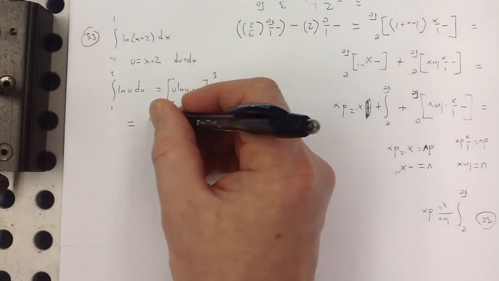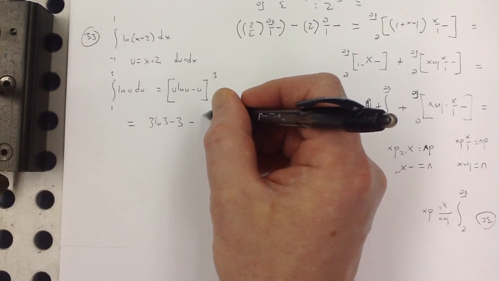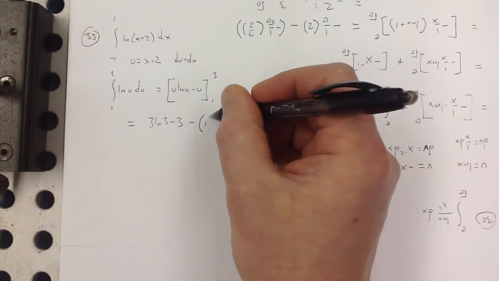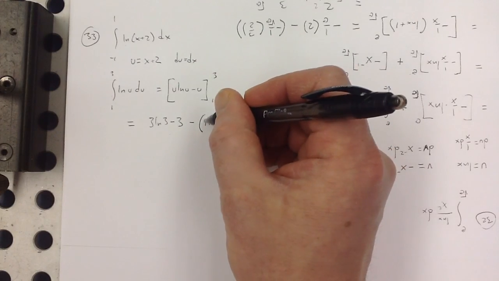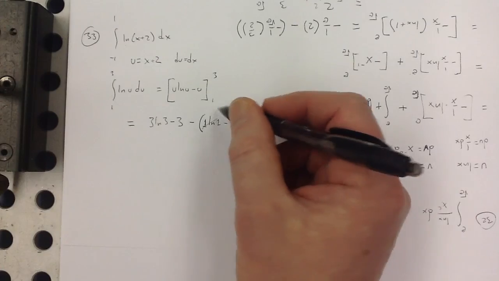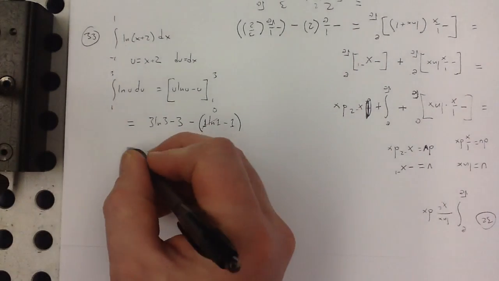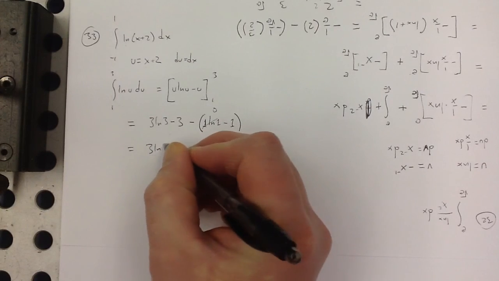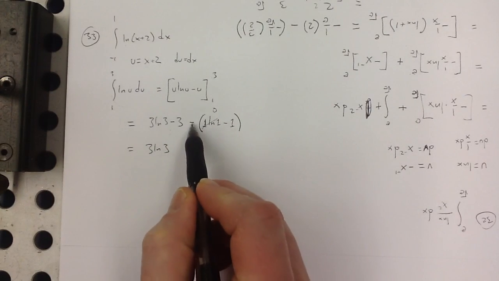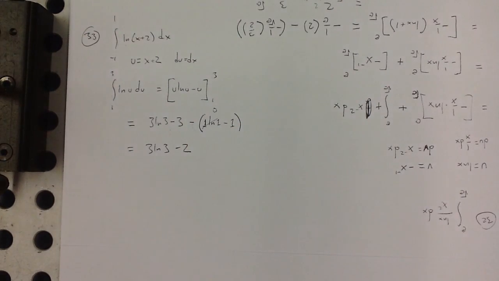So plugging 3 in, I get 3 natural log 3 minus 3 minus 1 natural log 1 minus 1. Of course, the natural log of 1 is 0, so that term's gone. So it looks like I have 3 natural log 3 minus 3 plus 1. 3 natural log 3 minus 2. And that's it.